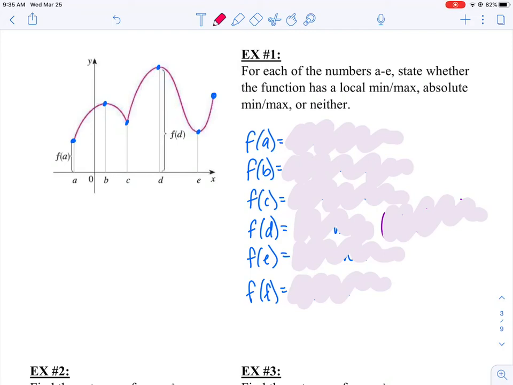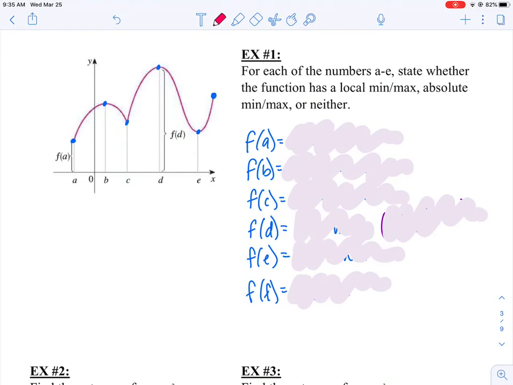Okay, here's the next few examples for section 4.1. We're going to start with example number 1. So I've given you a picture here, and it asks us for each of the numbers a through e, state whether the function has a local minimum or maximum there, an absolute minimum or maximum there, or is it neither? And so I would like you to pause the video.